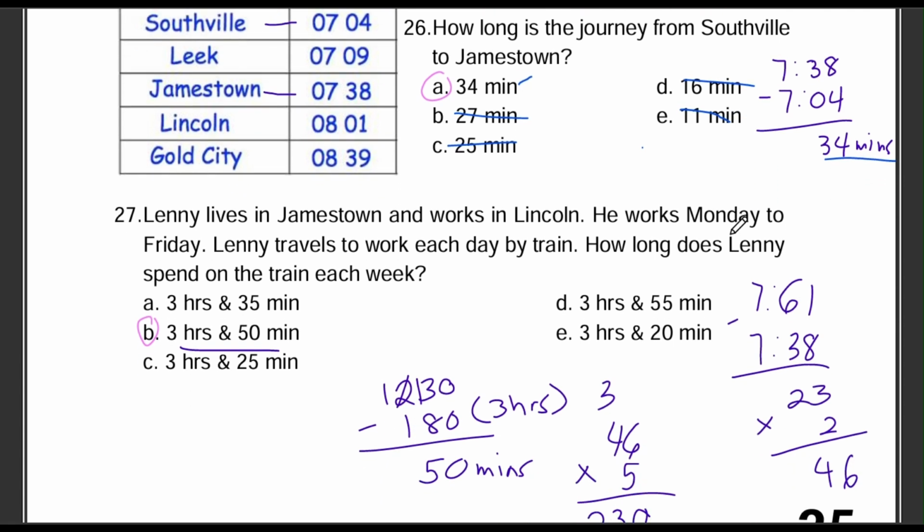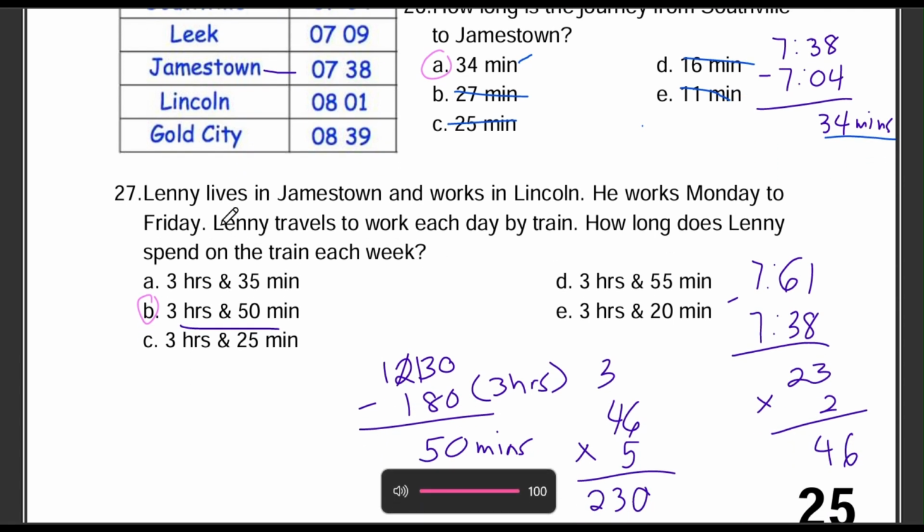Question 27. Lenny lives in Jamestown and works in Lincoln. He works Monday to Friday. Lenny travels to work each day by train. How long does Lenny spend on the train each week? A, 3 hours and 35 minutes. B, 3 hours and 50 minutes. C, 3 hours and 25 minutes. D, 3 hours and 55 minutes. E, 3 hours and 20 minutes. The correct answer is B, 3 hours and 50 minutes.